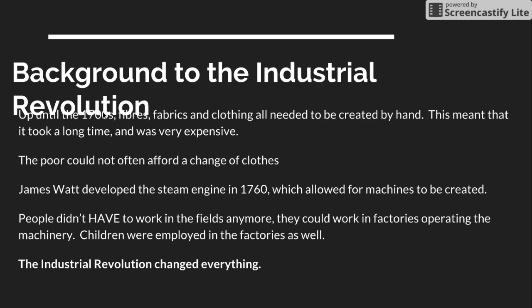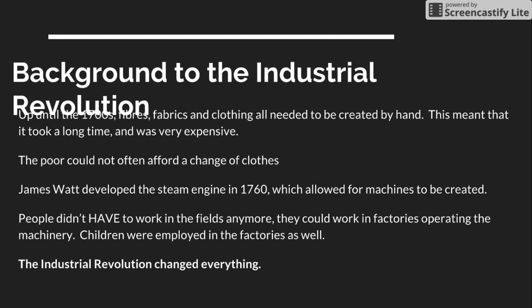So after the French Revolution, going back to up to the Industrial Revolution, all of these fabrics and fibers needed to be created by hand. And so it took a long time to make clothes, and it was very, very expensive. So people might only have one or two outfits if they don't have a lot of money. Sometimes people would only have one outfit that they would wear every single day.